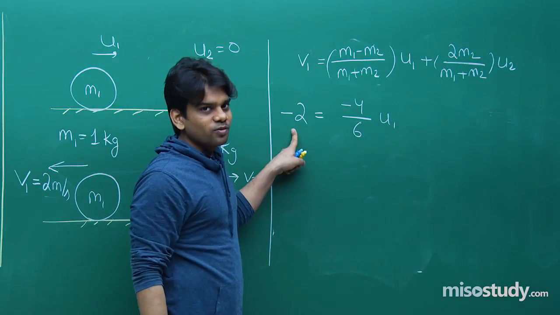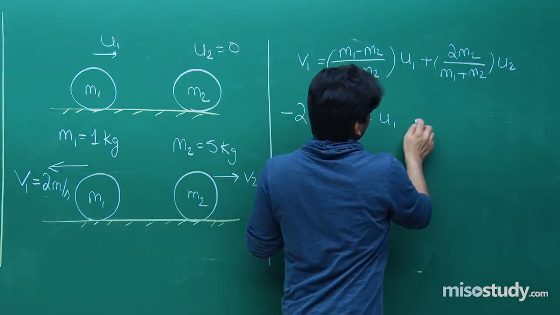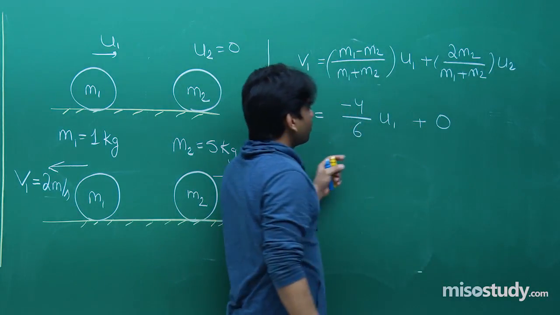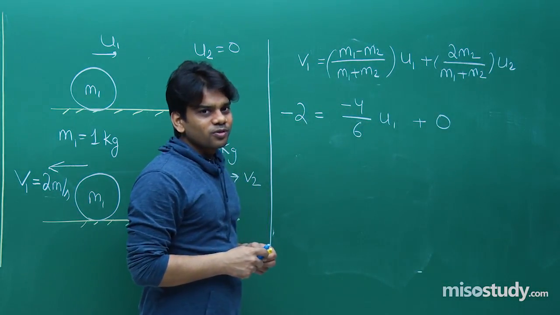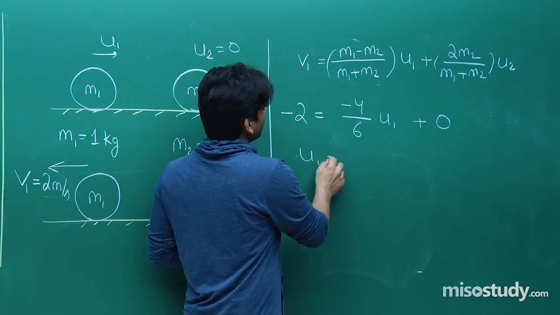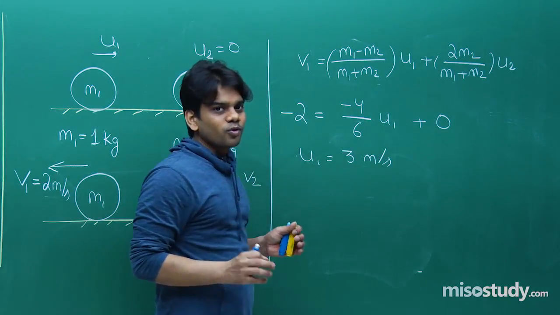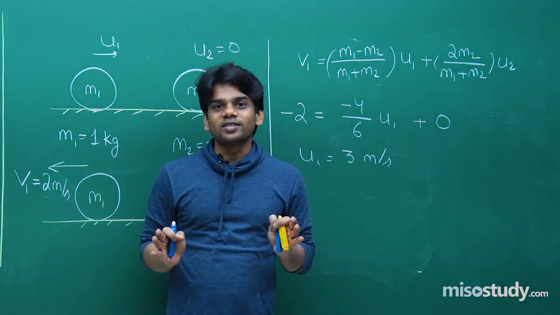I believe that's okay with you all, minus 2, because velocity is towards left. u2 is 0, so we need not worry about it. From here you can get the information for the velocity u1. This will come out to be 3 meter per second. First thing, u1 will be 3 meter per second. We got the first information.